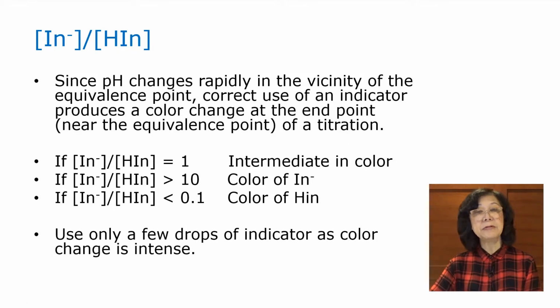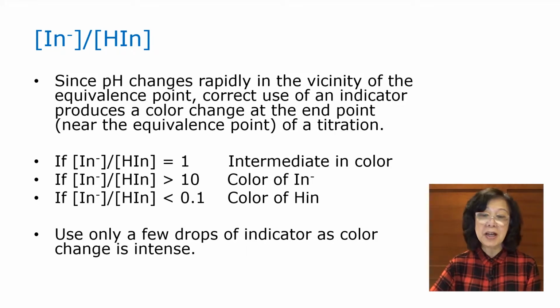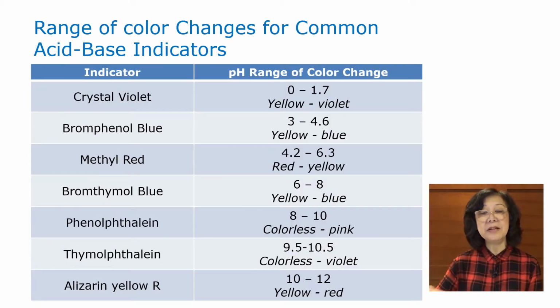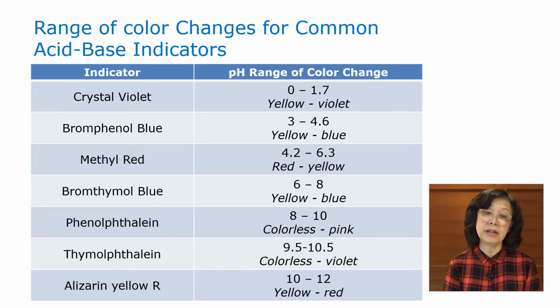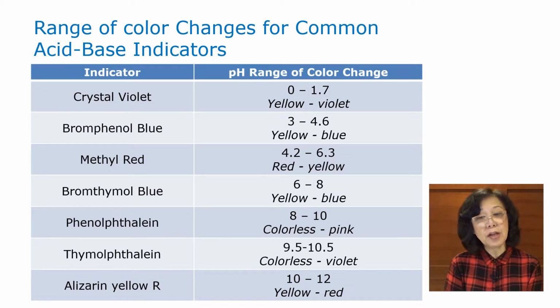And we only use a few drops of indicator for your titration, as you know from experience, because the color change is very intense. Now here is a table of the more common indicators that we would use in our titration with their pH range of color change.